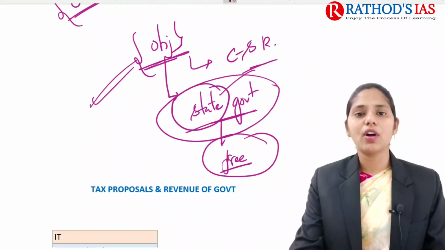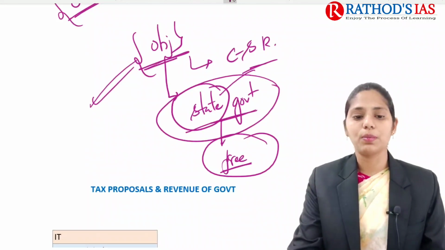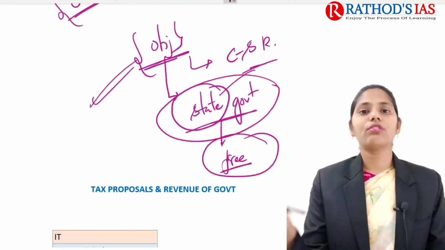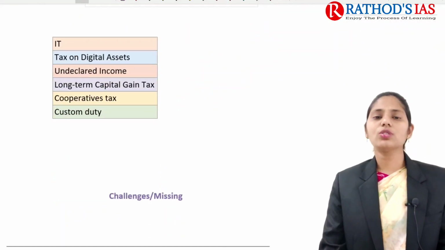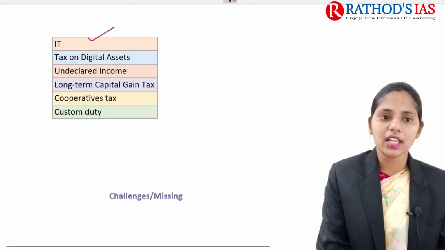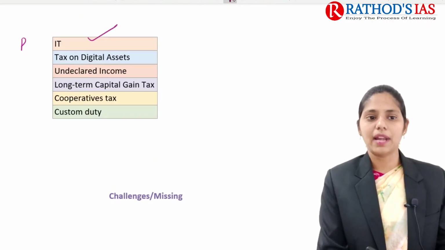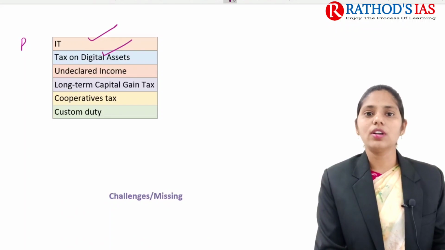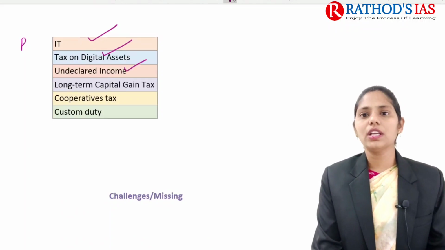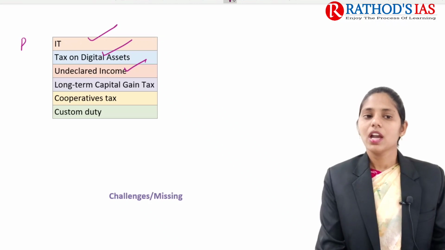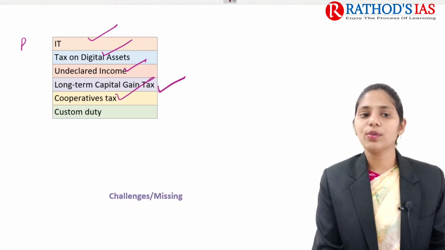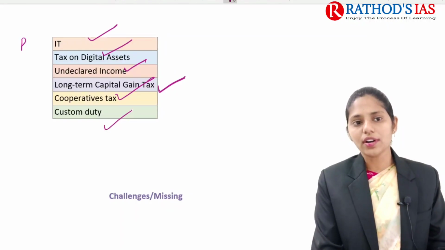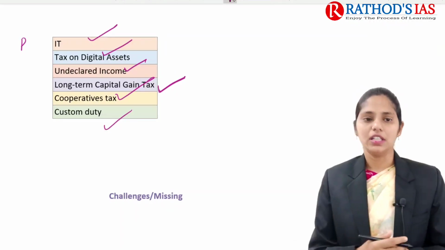If you are talking about tax proposals as well as revenue of the government, you need to know some important things. So what are those things? First one is regarding income tax, like personal income tax. Next one is tax on digital assets. Next one is undeclared income. And next one is long-term capital gains tax, cooperative tax and custom duty. So now let us talk about them one by one in detail.